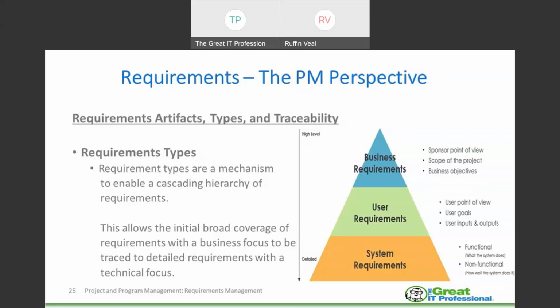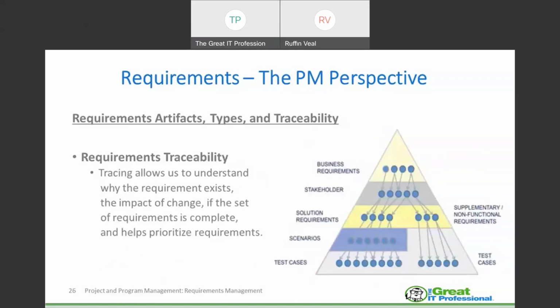Okay, this is the second aspect of the big three that we want to look at as project management professionals. How detailed are my requirements types? What's involved in that? Okay, are we talking the scope of the project? Yes, we are. We're talking the business objectives? Yes, we are. Okay, we're talking user points of view and user goals. We're talking the functionality when we're talking about the systems requirements. So that second part of the big three that we're looking at with requirements, the types, those are the types of things that we're looking for.